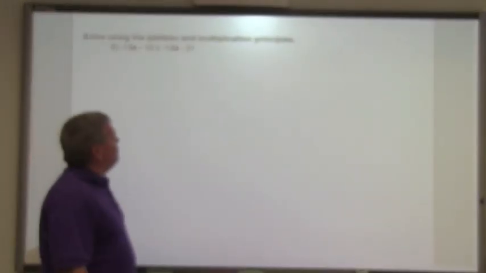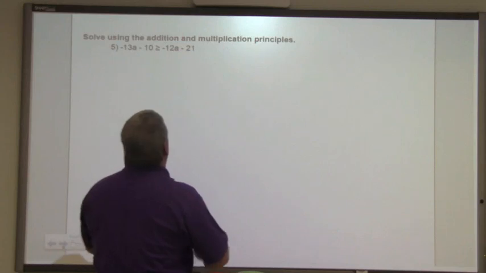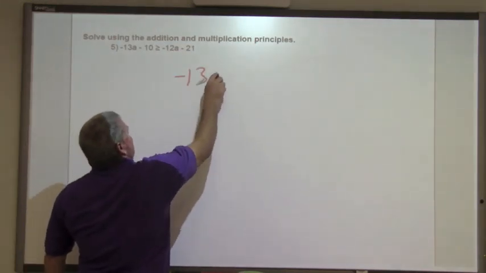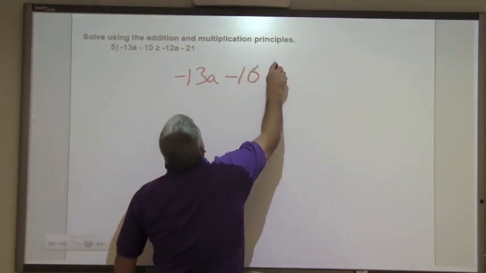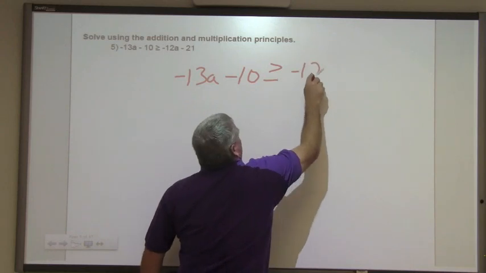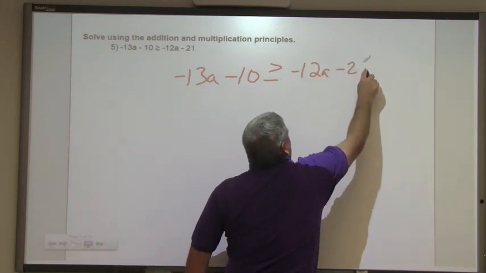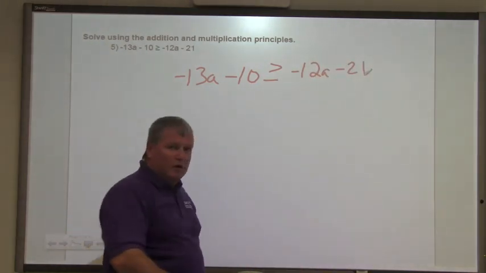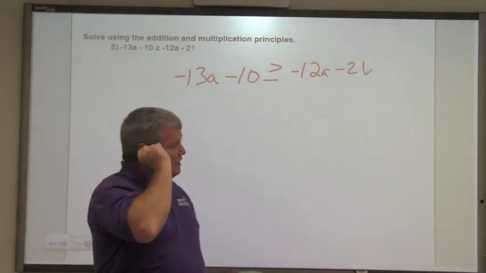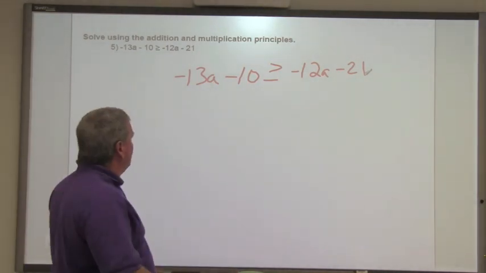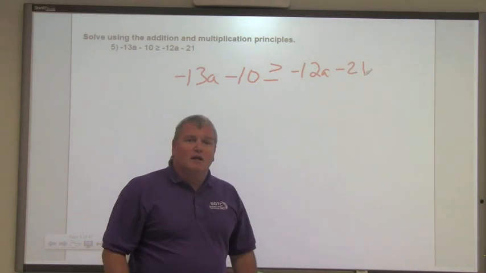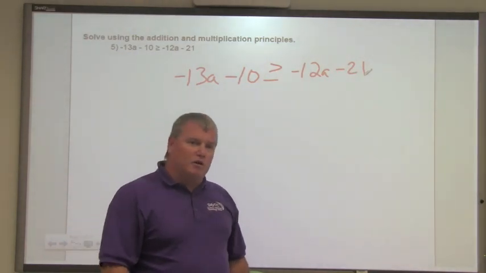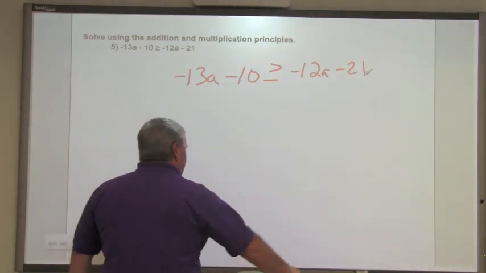Solve using the addition and multiplication principles. So basically they want us to take this negative 13a minus 10 greater than or equal to negative 12a minus 21. Now inequalities we don't have to worry about. They're the same as equations. The only thing we have to worry about is when we get to the very end, if we don't do this a certain way, we're going to have to look at it.